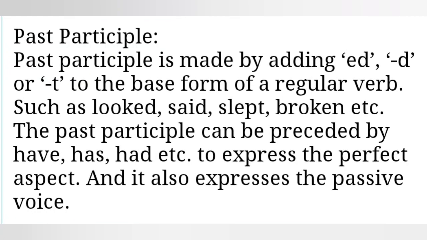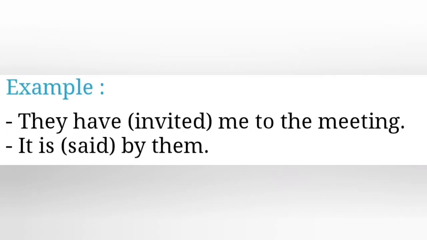Past participle is made by adding ed, d, or t to the base form of a regular verb, such as looked, said, slept, broken, and so on. The past participle can be preceded by have, has, had to express the perfect aspect, and it also expresses the passive voice. Example, they have invited me to the meeting. It is said by them.